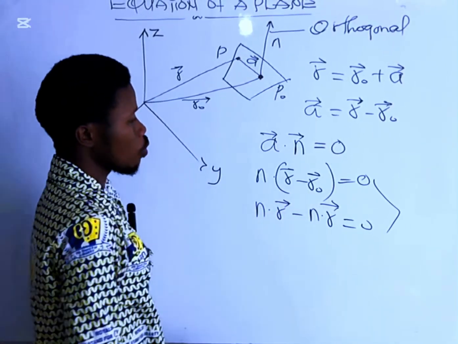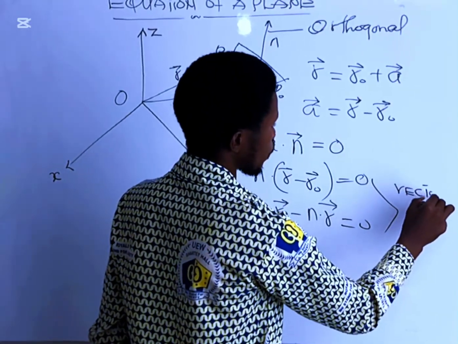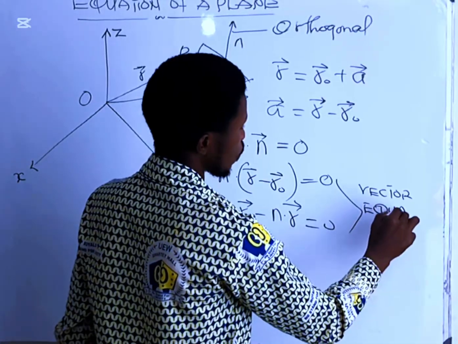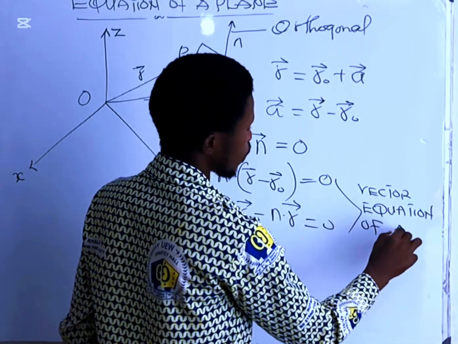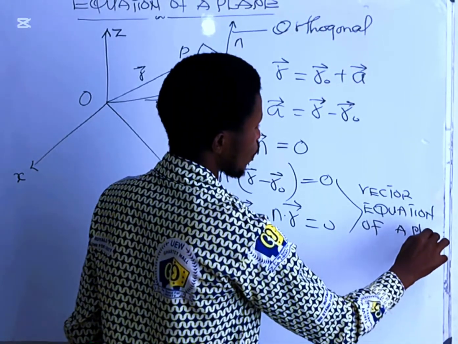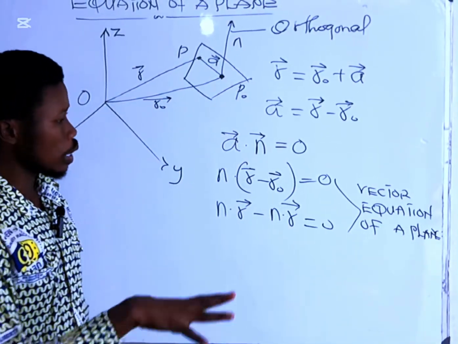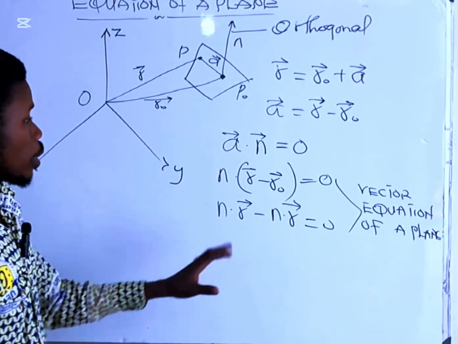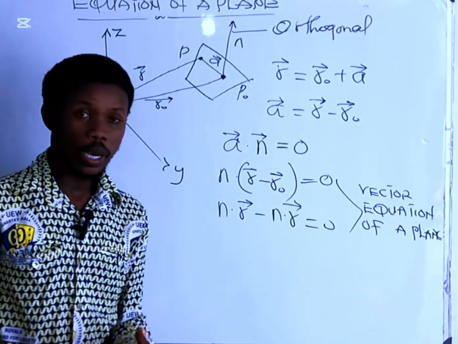So this one is called the vector equation of a plane. So this is called a vector equation of a plane. Is that okay? So anytime they ask you to find a vector equation of a plane, you can use this formula to do that.